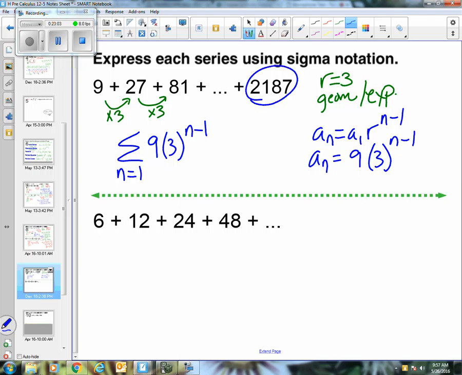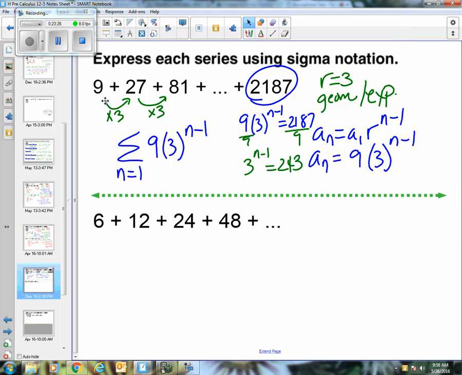How would we figure out this, though? We have this dot, dot, dot. I don't know how many terms are in between. I need to figure out the 2187. That means 9 times 3 to the n minus 1 would have to be 2187. Oh my goodness, how do we solve that? Well, divide by 9 first. Get the exponential thing by itself. We've done this before. Equals, I believe it was 243.